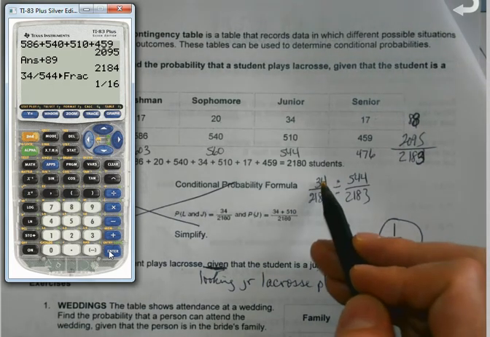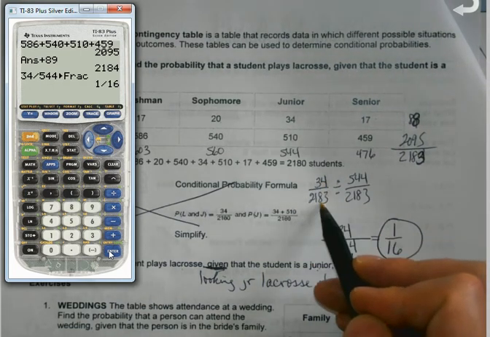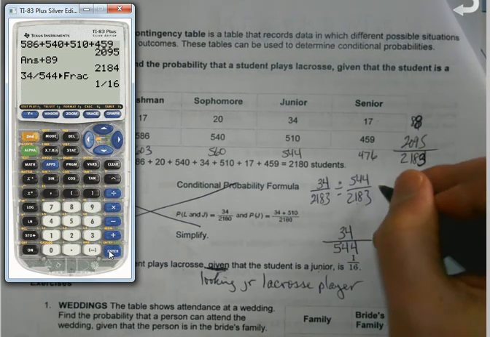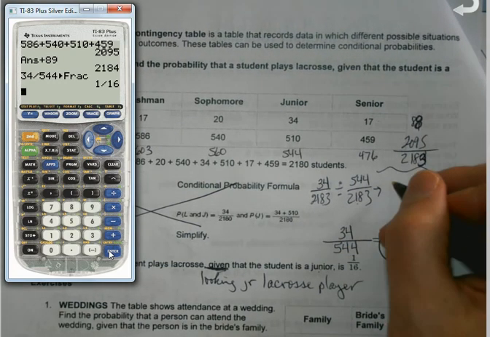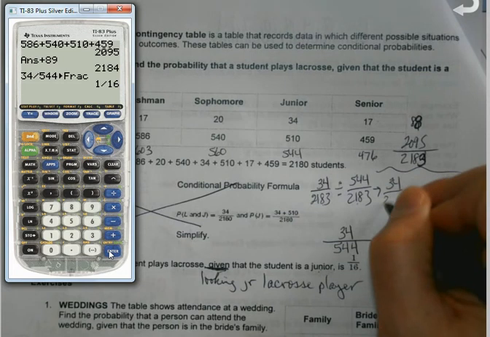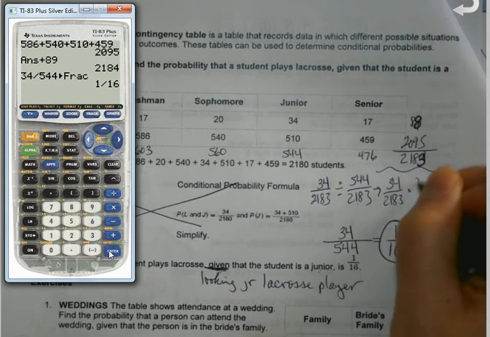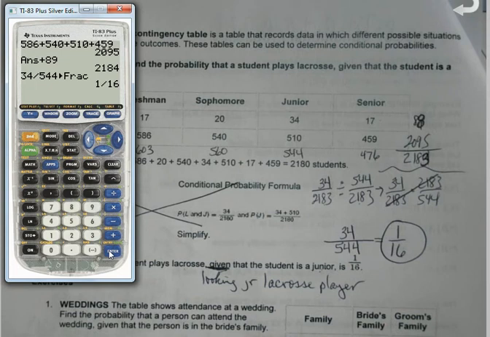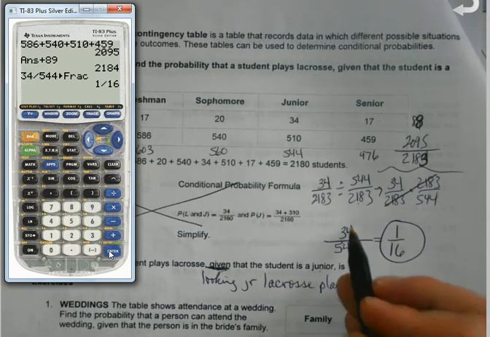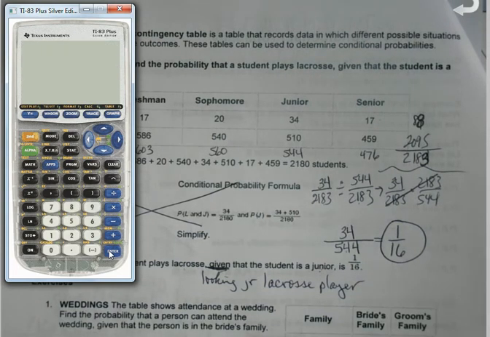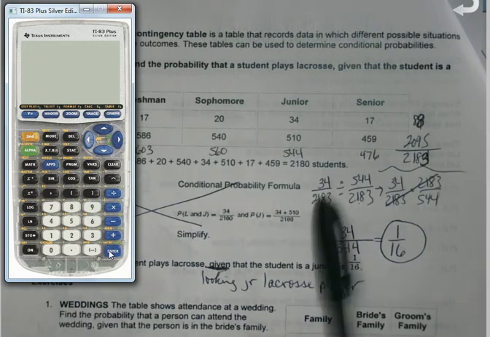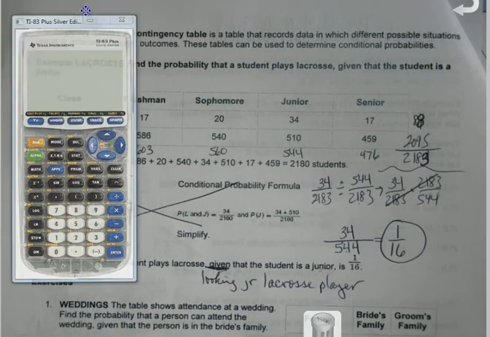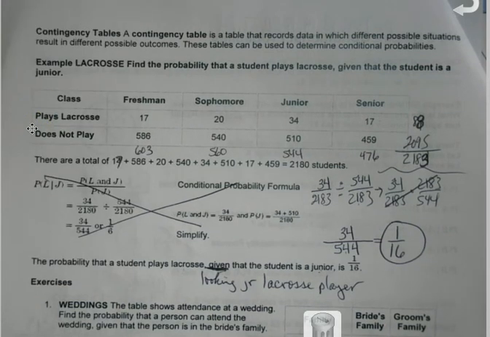34 students that are juniors play lacrosse out of the total. There's 544 juniors out of the total. But the step I skipped in this particular case would be taking that and then flipping my second fraction, because the 2183s will cancel out and leave me with this total. So again, it's your choice. If you like doing the exact same thing every time and you want to keep using the formula, I say use it. But otherwise, I'd go back and just kind of simplify things a little bit.